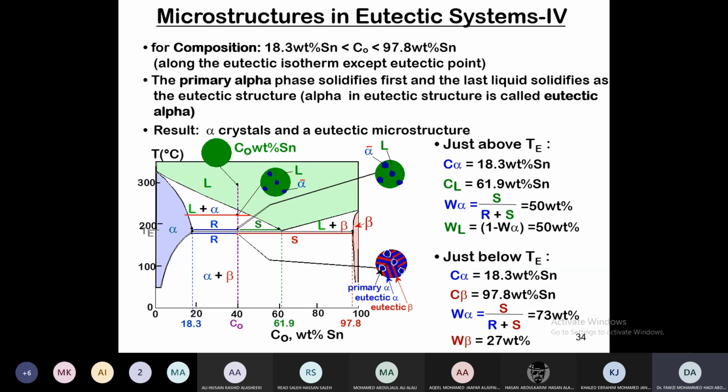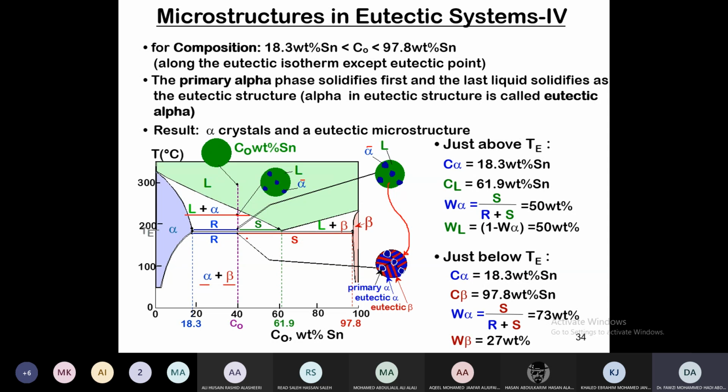Once you come below the eutectic isotherm, what is going to happen? The alpha phase is already formed. It's a solid. It's not going to change. What is going to change is the liquid which we have here. The liquid is going to form the lamellar configuration because, in the same way, that's the eutectic transformation, going from a liquid to two solid phases. It forms the alpha plus beta lamellar configuration, the alternating layers of alpha and beta.